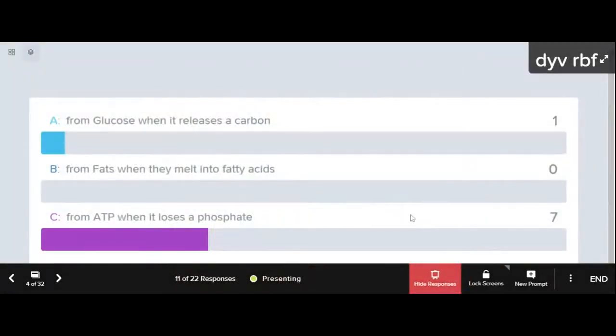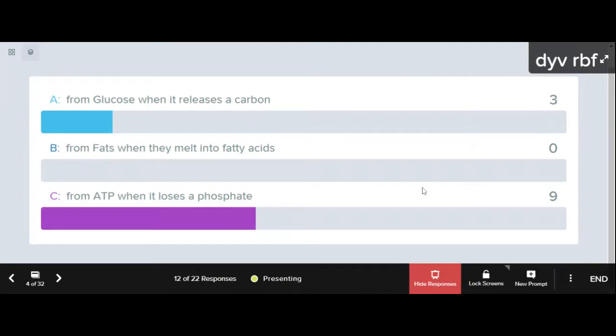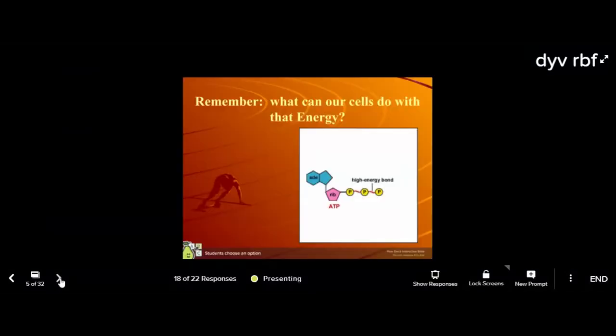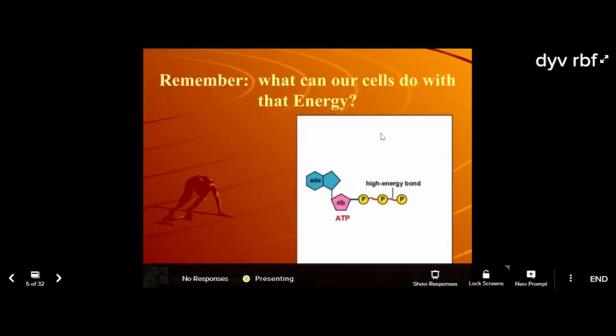8 responses. Let's see what we have. From ATP when it loses the phosphate. Be careful. Very good. Very good. Good. Excellent, guys. Good, good, good. So what can our cells do with that energy?